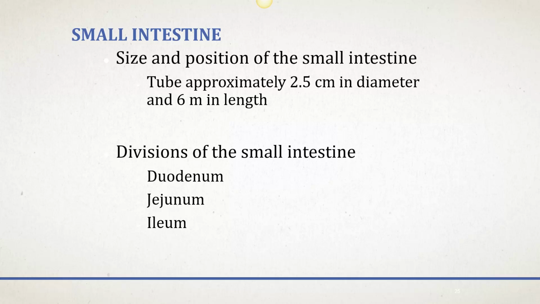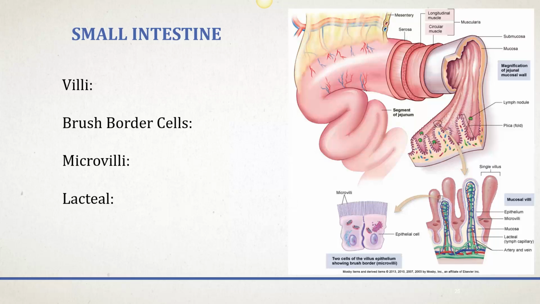The small intestine is a tube approximately 2.5 centimeters in diameter and 6 meters in length. Divisions of the small intestine include the duodenum, jejunum, and ileum. On the inside of the small intestine, you'll see ridges. They kind of look like rugae, but we don't call them rugae, we call them villi. And these are visible with the naked eye. You can see these infoldings on the inside of the intestine.